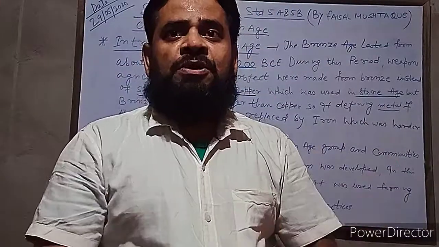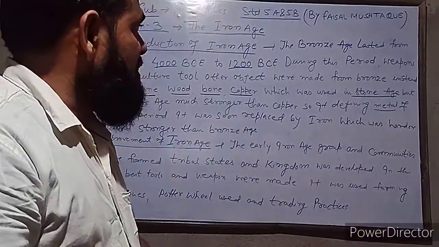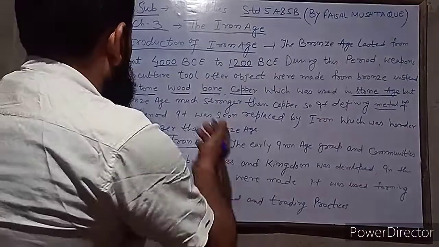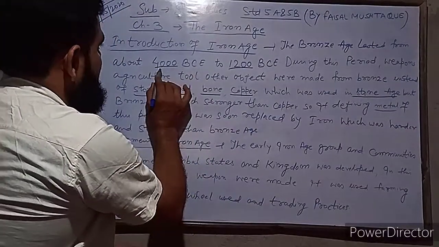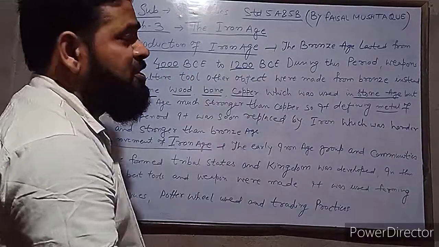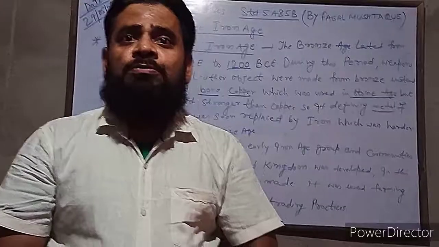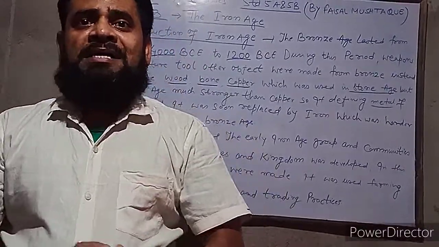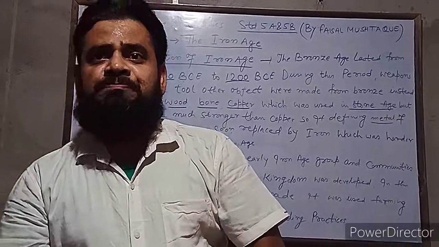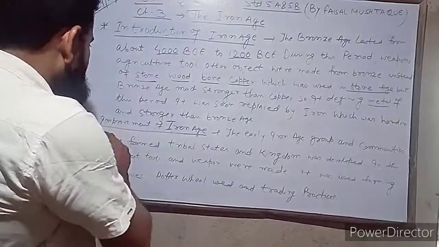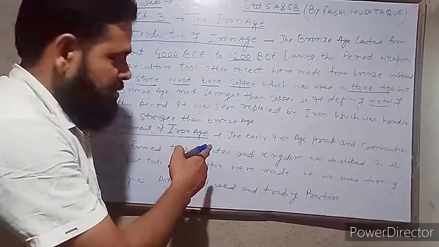So now according to your books, the period of this Iron Age is 1200 before Common Era. It is used the same way as the traditional abbreviation BC, you know, before Christ. So the next point is improvements of the Iron Age.